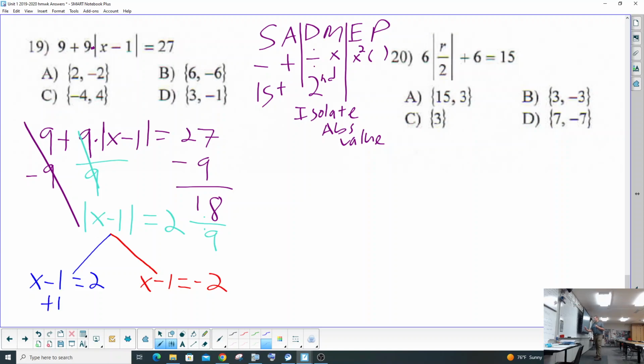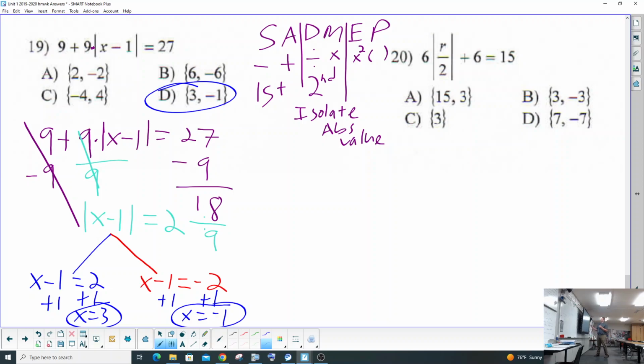You're simply going to add 1 to the other side, so we get x equals 3 as one of our answers. And we add 1 to the other side, and we get negative 1 as our other solution. So there's our two solutions.